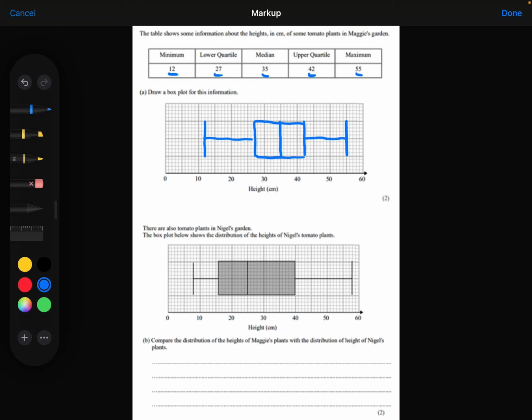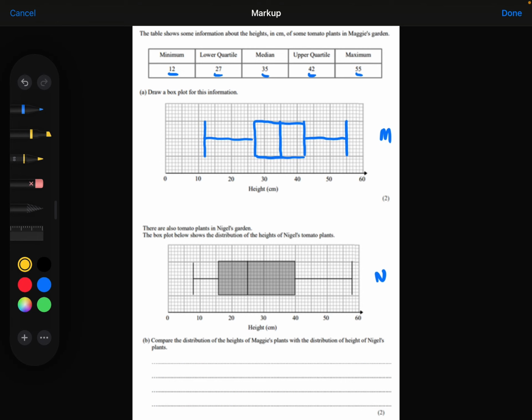Then we are told that there are also some plants in Nigel's garden. The box plot shows the distribution of the heights of Nigel's tomato plants. And I need to compare the distributions of Maggie's plants at the top here and Nigel's plants at the bottom.